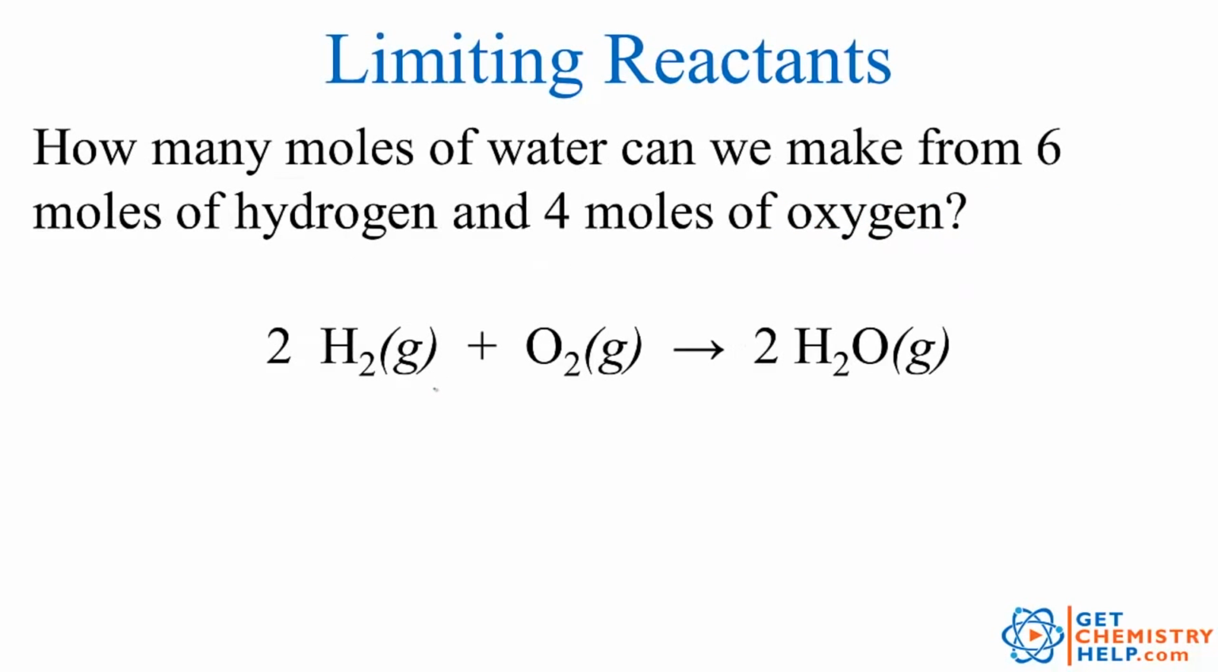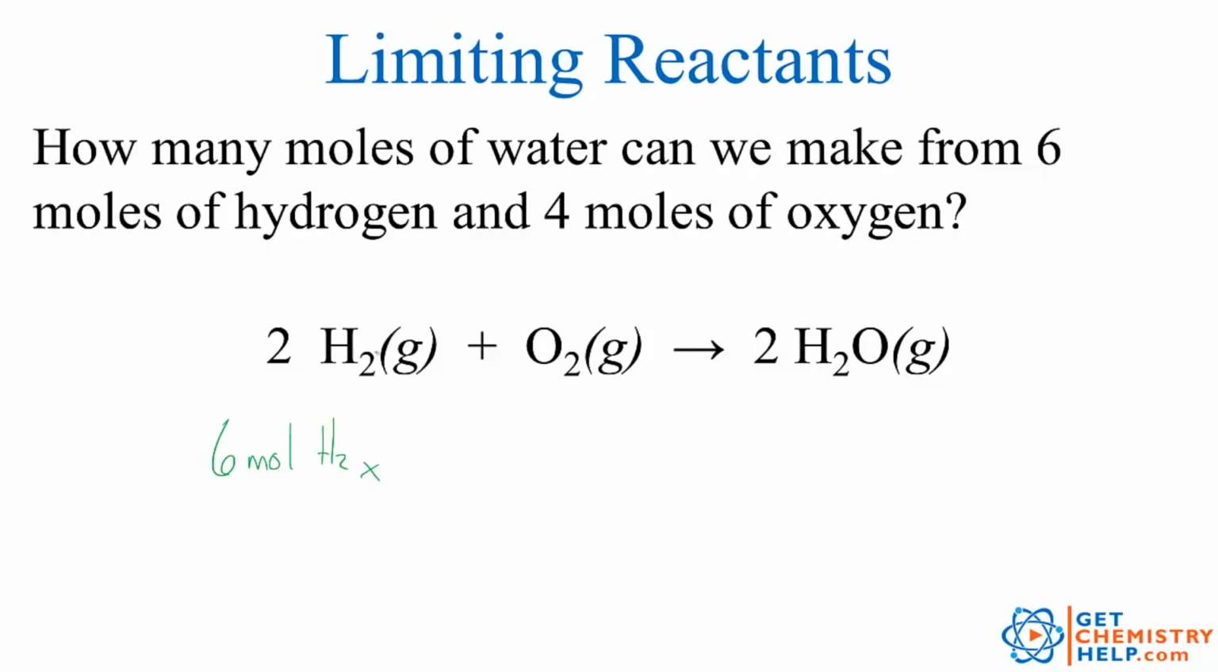Let's do an example now with chemistry. So in our reaction here, they say, how many moles of water can we make from 6 moles of hydrogen and 4 moles of oxygen? Okay, so if we mix together 6 moles of hydrogen and 4 moles of oxygen, how many moles of water can we make? Well, we're going to do the calculation twice. First, I'm going to take 6 moles of hydrogen, see how much water that lets me make. Then I'm going to take 4 moles of oxygen, see how much water that lets me make. So let's just try it out. So 6 moles of hydrogen.